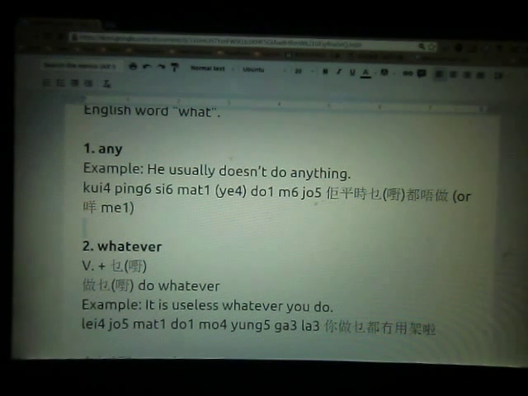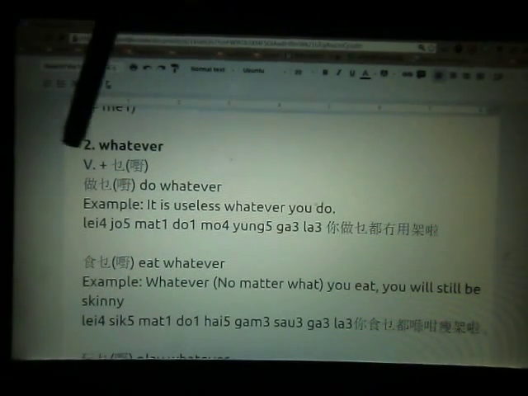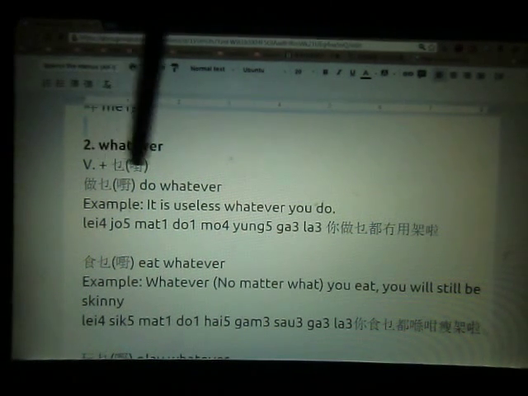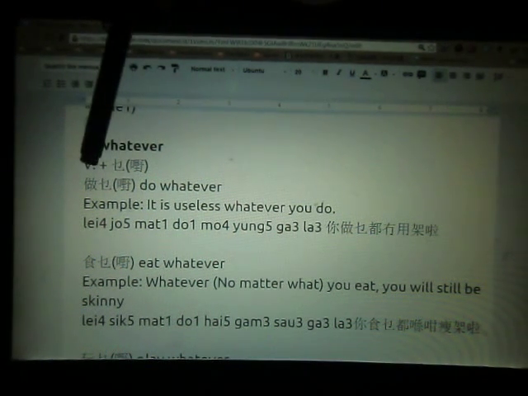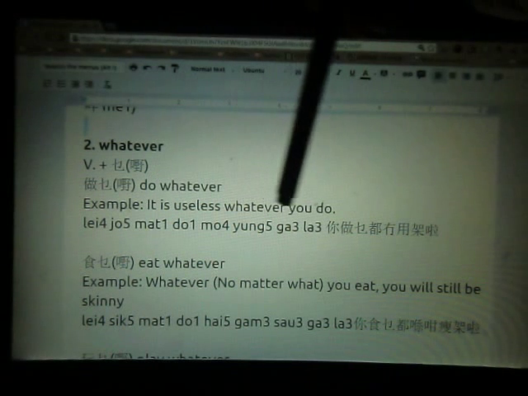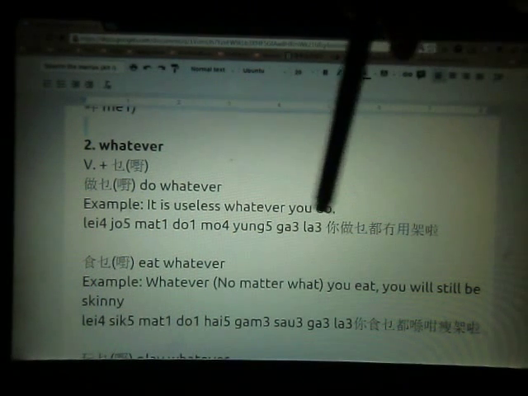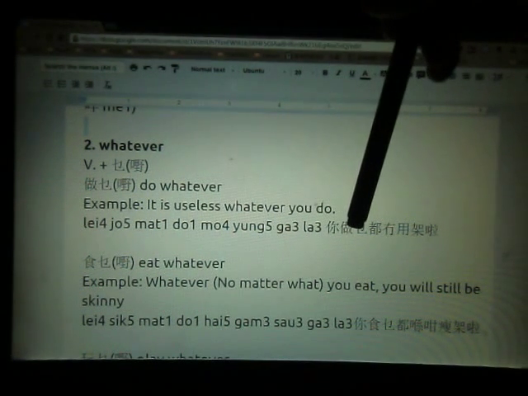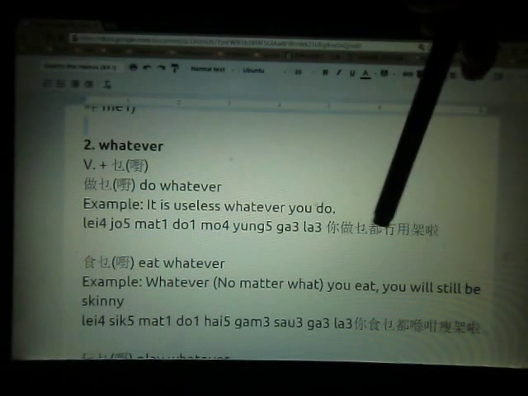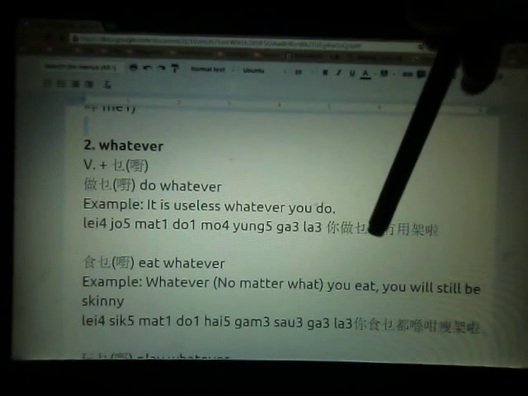The second meaning and the second usage of the word 乜 is whatever. So normally we have a verb and then we add 乜嘢 at the end of the verb. For example, it is useless whatever you do, or regardless of what you do, it is useless. So it can also mean regardless of what. Okay, so how do you say it in Cantonese? You do, 你做 whatever, 你做乜嘢 or 你做乜, again we use the word 都, all inclusive, all embracive.